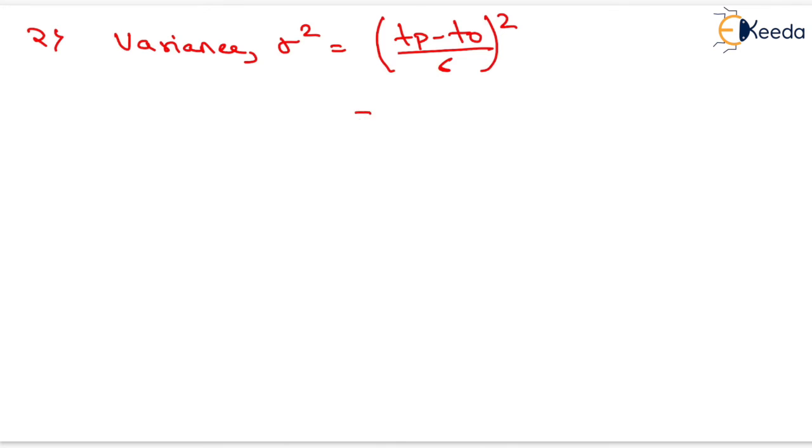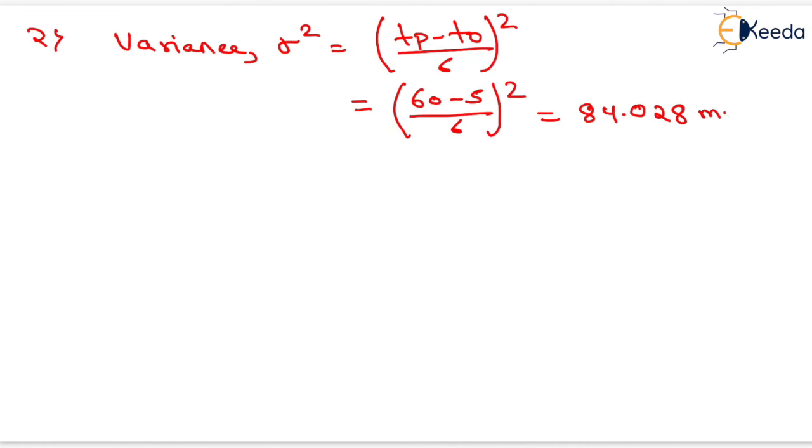Now the second question is, we have to calculate the variance here, that is sigma square, and we know the formula of sigma square. It will be equal to ((Tp - To) / 6) whole square. Now here the value of Tp is given as 60 minutes and To is given as 5 minutes, divided by 6, whole square. On solving this, we will have the variance equal to 84.028 minutes square. That will be the variance.